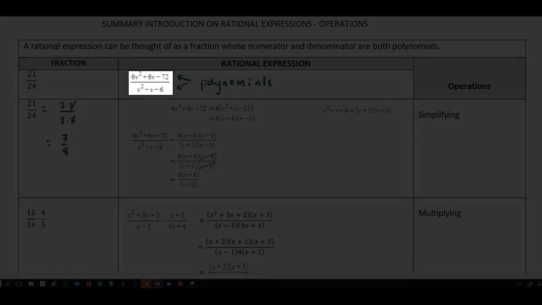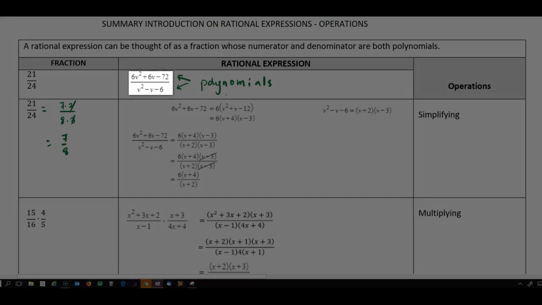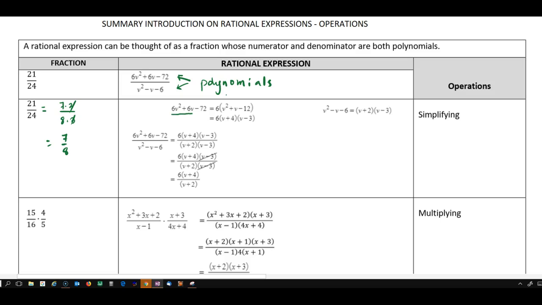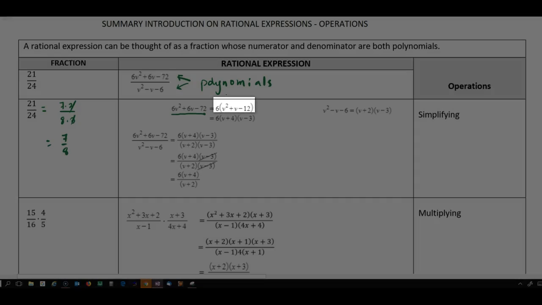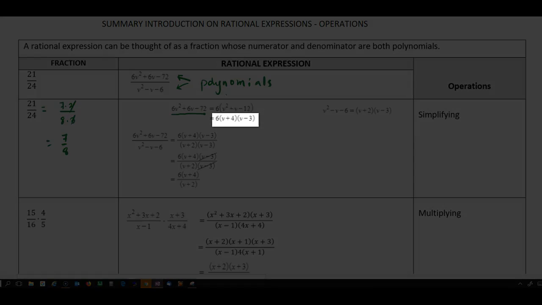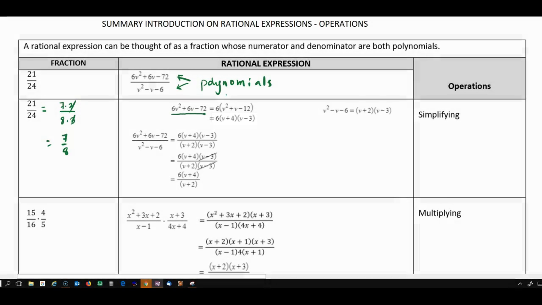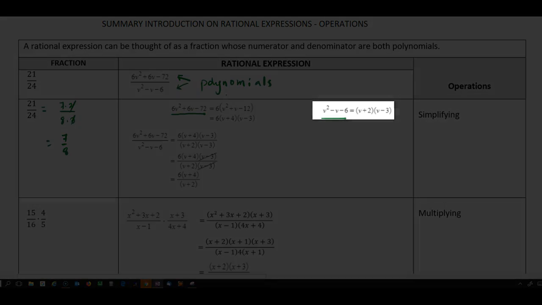For this rational expression, we also factor the numerator. Take out the GCF, 6, and you're left with v squared plus v minus 12, which you can factor by trial and error or by AC factoring into v plus 4, v minus 3. The denominator can also be factored, v plus 2, v minus 3. You can use either technique.